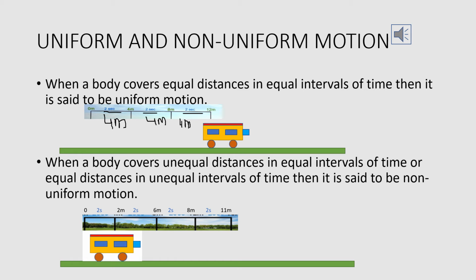Now non-uniform motion is just opposite to that. If you see in case 2, it covers unequal distances in equal intervals of time. You see that the time is equal over here, that is 2 seconds, but the distance covered in every 2 seconds varies. Like in the first 2 seconds, 2 meters is covered, and in the second 2 seconds, 4 meters is covered, and so on, and it keeps varying. So, when an object covers unequal distances in equal intervals of time, or maybe equal distances in unequal intervals of time, it is said to be in non-uniform motion.